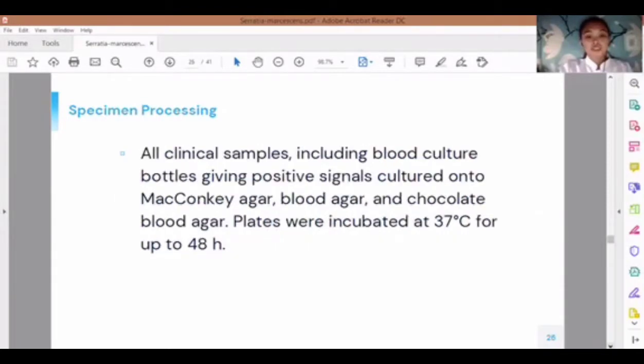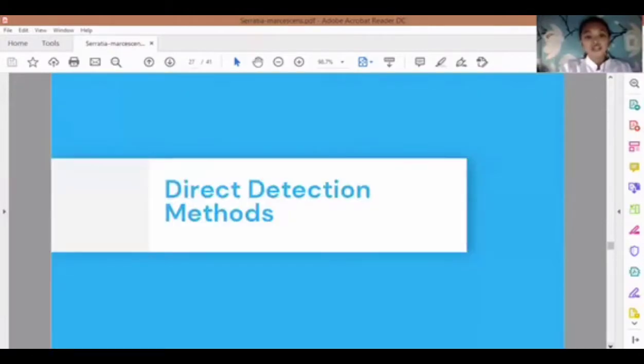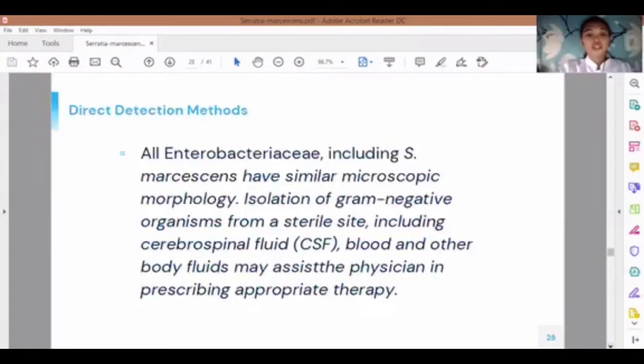All clinical samples, including the blood culture bottles giving positive signals, are cultured on MacConkey agar, blood agar, and chocolate blood agar, and the plates are incubated at 37 degrees Celsius for up to 48 hours. Indirect detection methods. All Enterobacteriaceae, including Serratia marcescens, have similar microscopic morphology. Isolation of gram-negative organisms from a sterile site, including the cerebrospinal fluid, blood, and other body fluids, may assist the physician in prescribing the accompanying therapy.